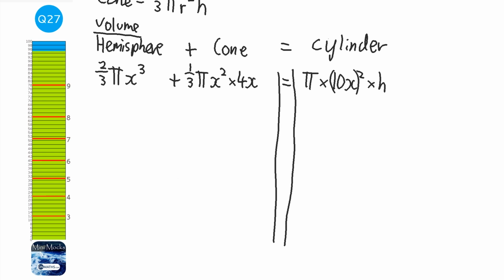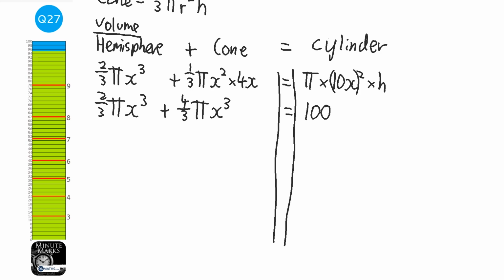So what have we got? Let's sort out the timeses first, and let's tidy this up. So that hasn't got any timeses in it. This we're timesing by 4, so it's going to be 4/3 pi, and I'm timesing it by x, so that's going to be x cubed. This one, I'm doing the 10x squared, so I need to square the 10 and the x, so it's going to be 100. And let's do the pi next. Pi. And it's going to be x squared h.